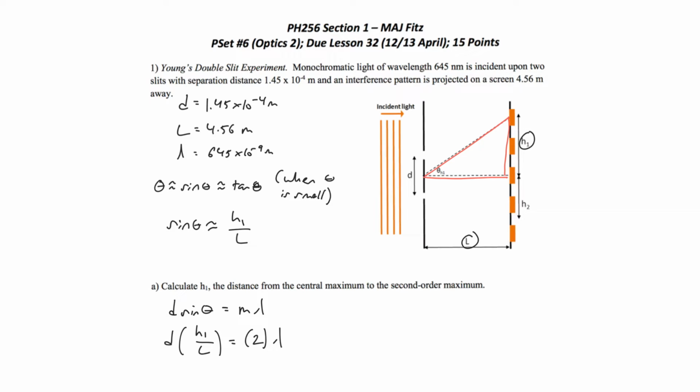Okay, and so then we can figure out what h1 is if we just plug in our givens, and we get 4.06 times 10 to the negative 2 meters, or h1 equals 4.06 centimeters. So that's problem number 1A.